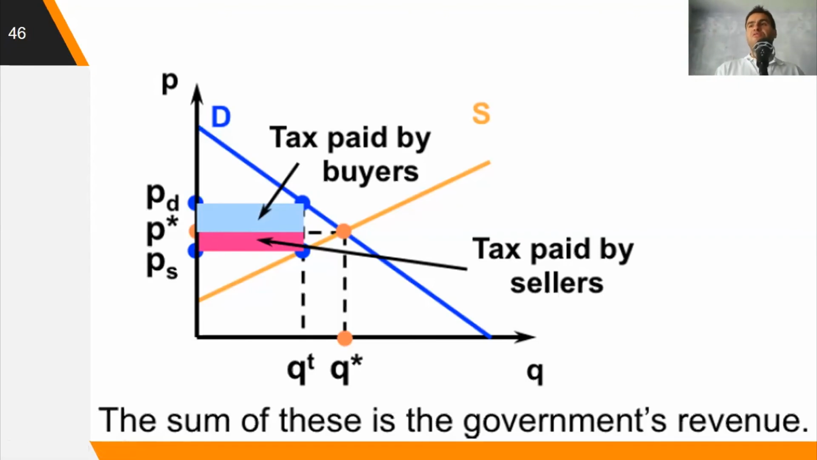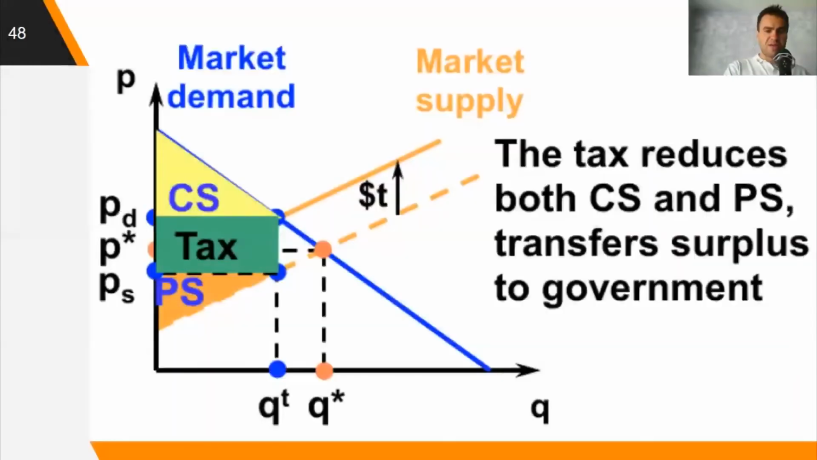The moment you add them up, you find the government's budget, or the government's revenue, from this particular tax or this particular situation. And that's more or less this idea of who pays the tax and who pays for this burden. Let me show you the next graph.